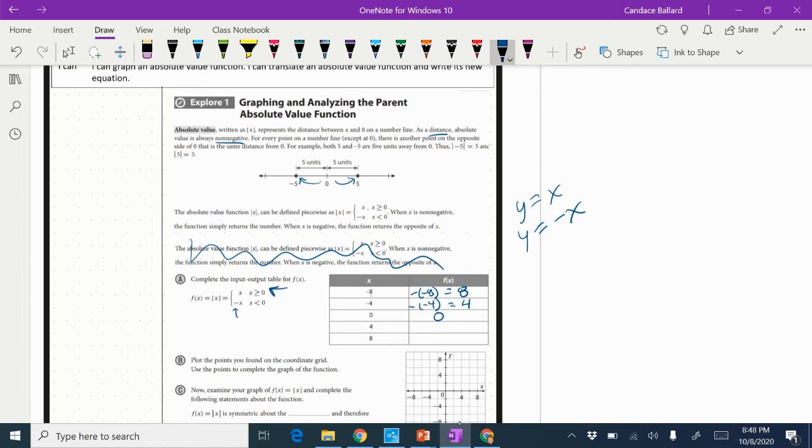I'm going to put in a 4. When I put 4 in for x, again, it's going to be in the top branch. I simply get a 4. When I put 8 in for x, again, top branch, I simply get an 8.